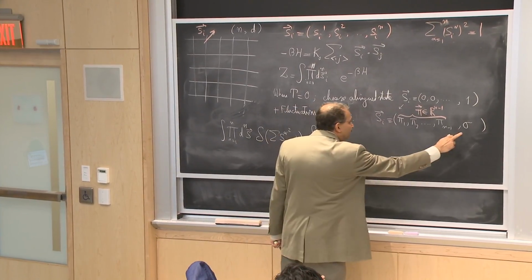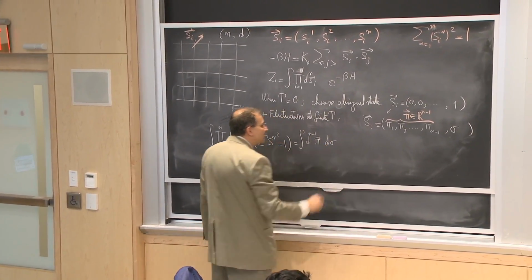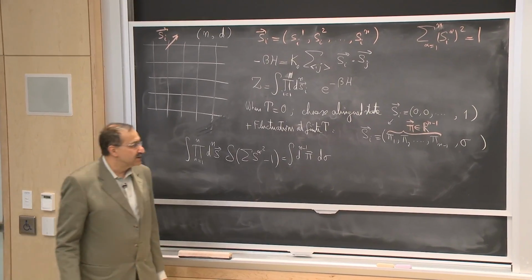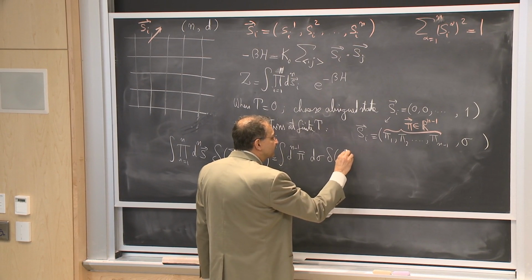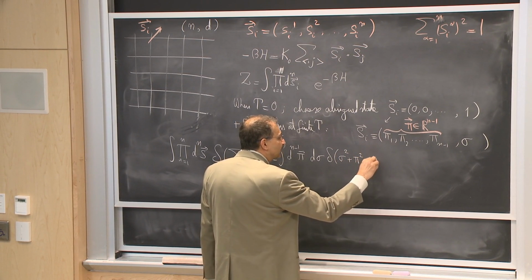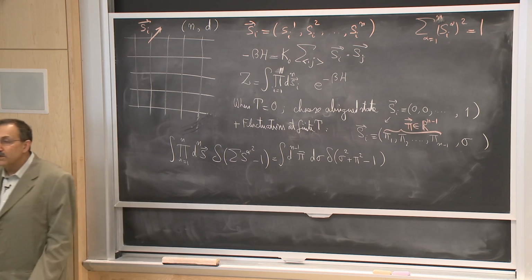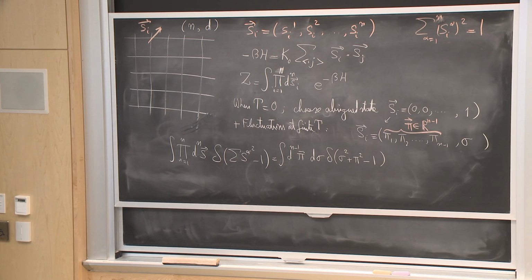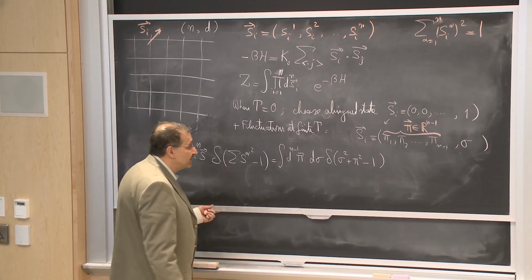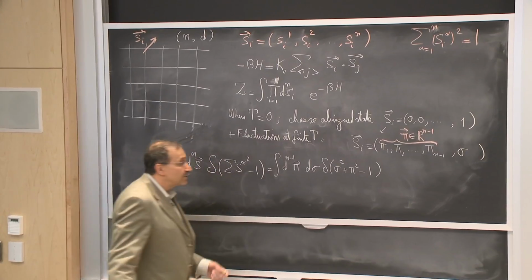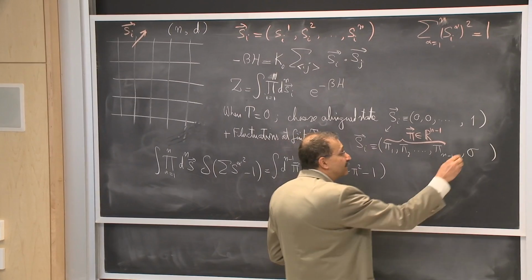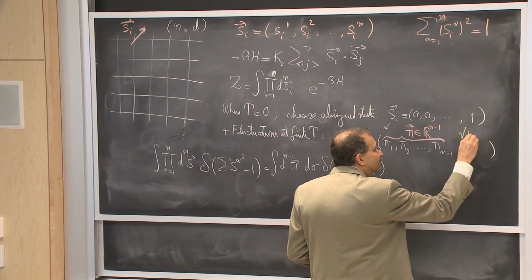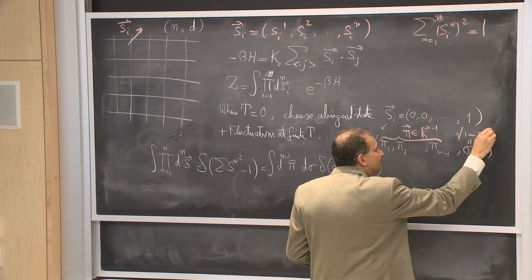And this additional direction, d sigma, but I can't do both of them independently because there's a delta function that enforces that sigma squared plus pi squared equals 1, where pi squared corresponds to the magnitude of this n minus 1 component vector. And essentially, I can solve for this delta function and really replace this sigma over here with the square root of 1 minus pi squared.